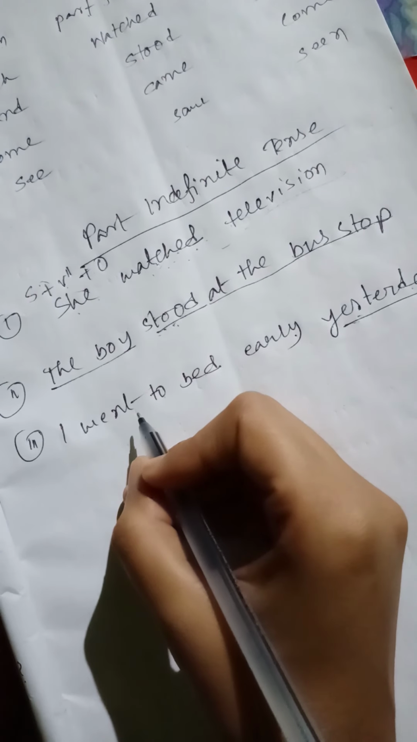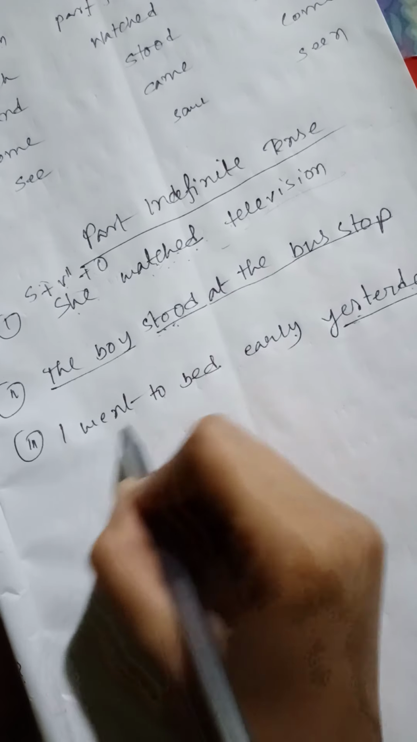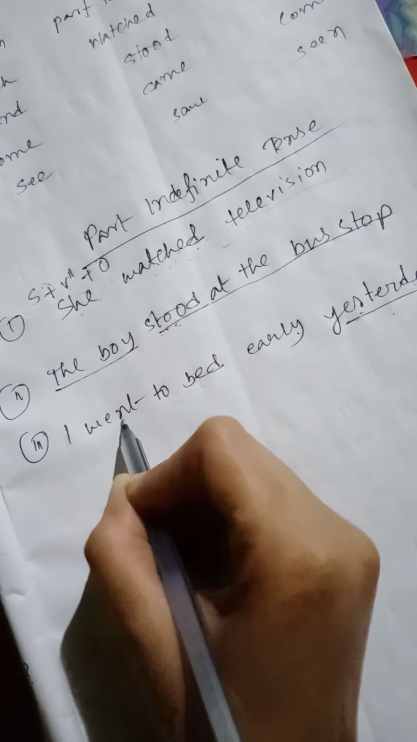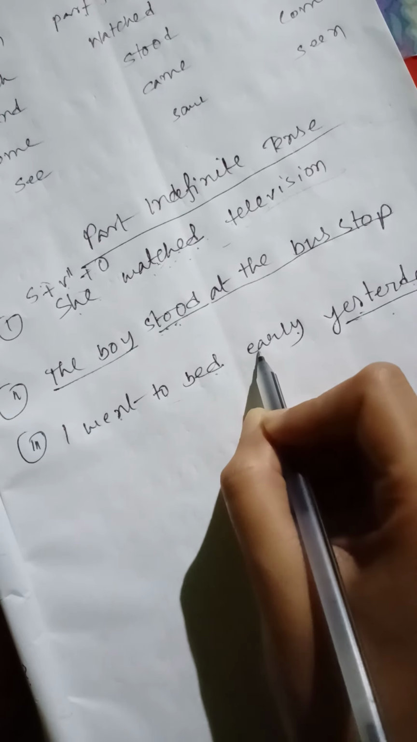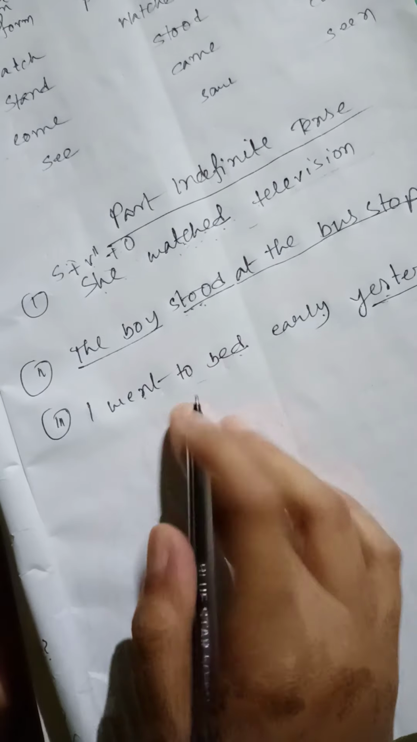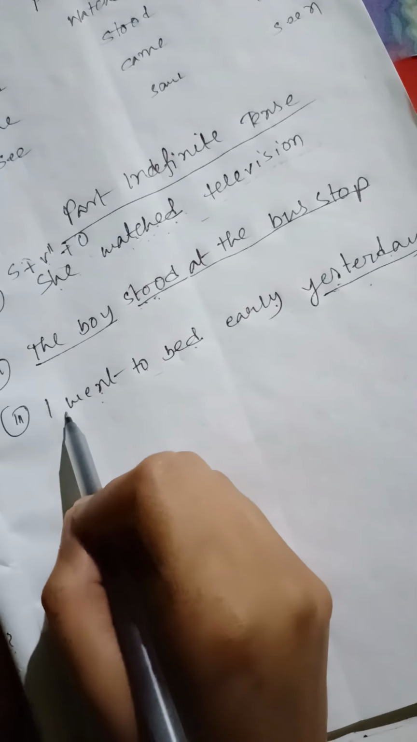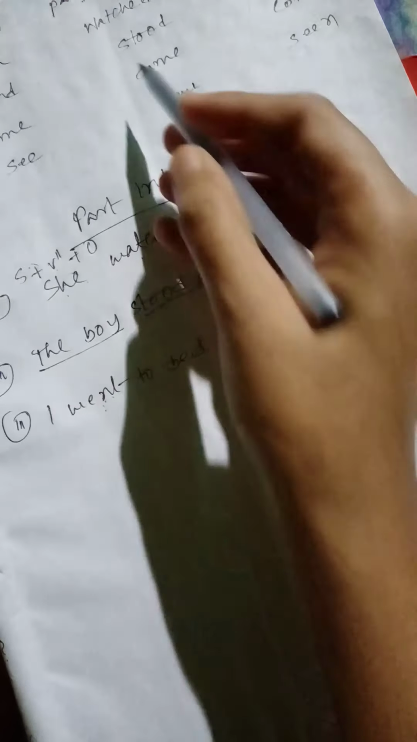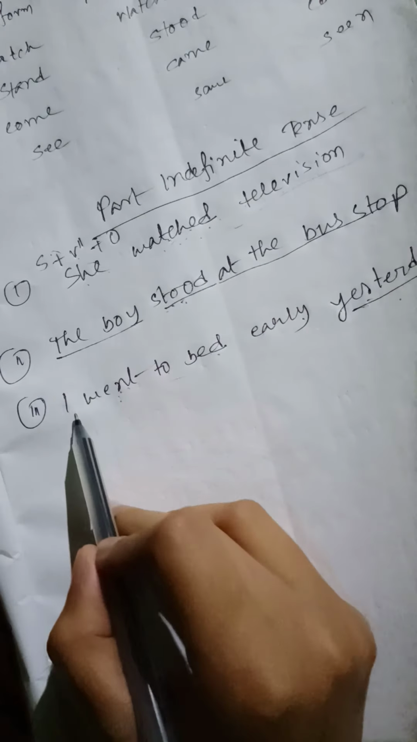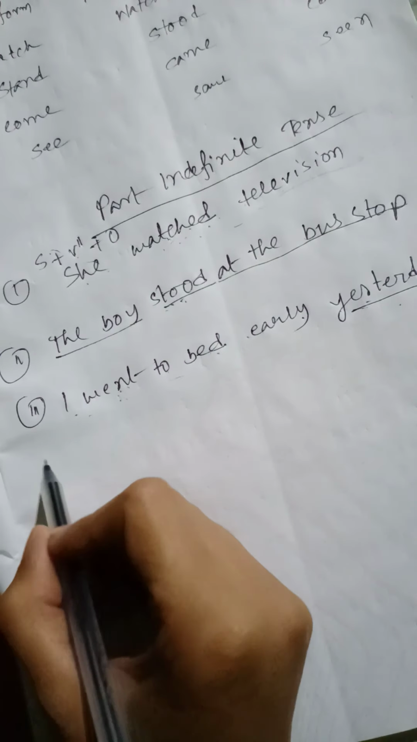When I was giving you the examples of present indefinite tense, I told you an example of the same kind where I used go. I go to bed early every day, where I have used the first form of verb, that is go. But here, when I am talking about the past tense, the verb is in past form, that is the second form of verb. The subject is I, and the second form of verb is went. I went to bed early yesterday.